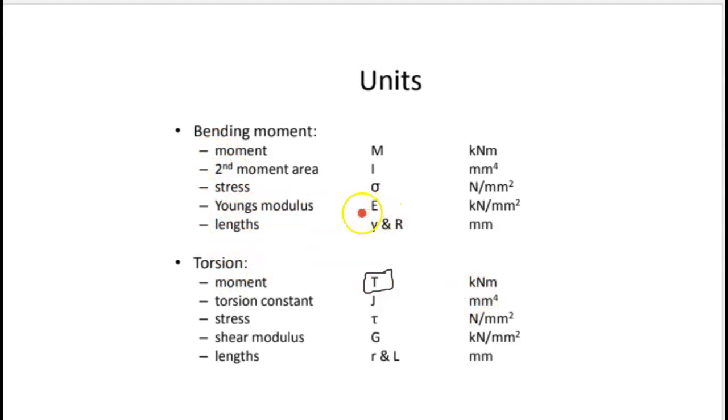Yeah, but up to you which unit you want to use. If we are looking for the Young's modulus, is that one. This is for the bending, and this one is for the torsion.